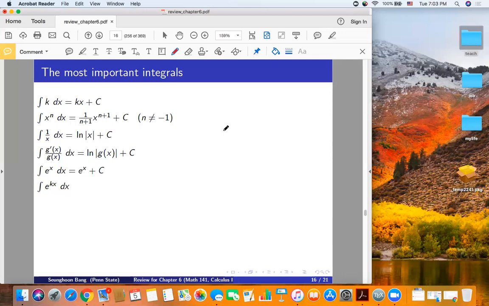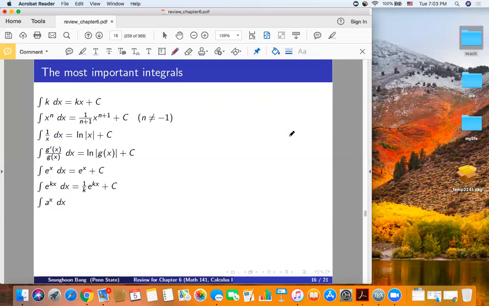So what do you think? Yes, the integral of e to the kx is 1 over k times e to the kx plus c. Really be careful here. The derivative of e to the kx is e to the kx times the inner function's derivative, which is k. So the derivative is k e to the kx, and the integral is the fraction 1 over k times e to the kx plus c.